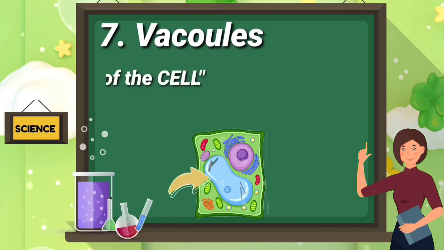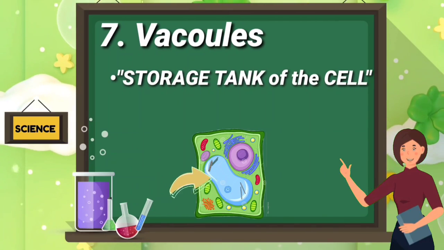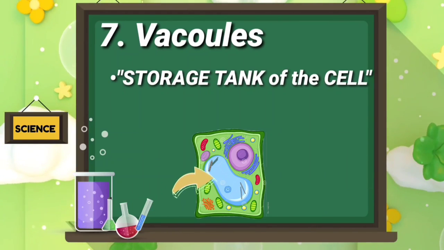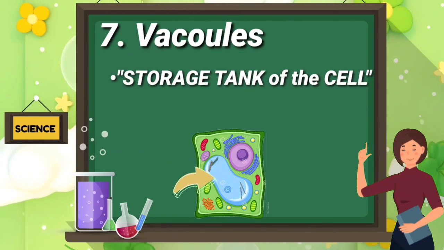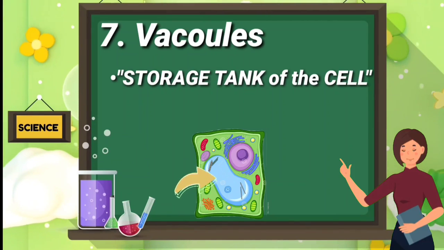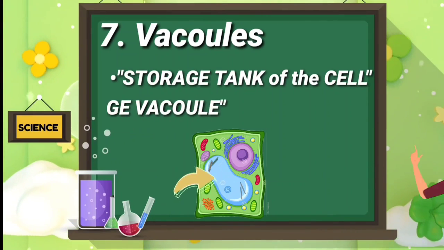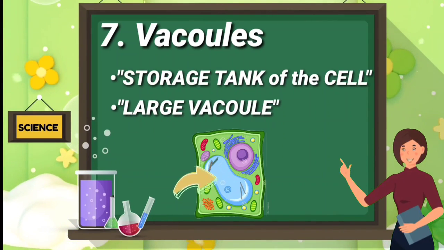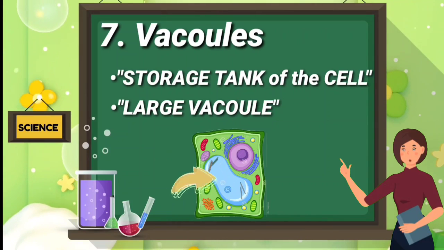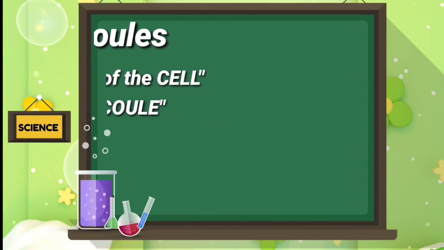Vacuoles, known as the storage tank of the cell. It stores various molecules which include enzymes, waste products of the cell, water, and even food materials depending on the cell type. In plant cell, there is a large vacuole because they need more water for photosynthesis, the food-making process of chlorophyll-bearing organisms like the plants.